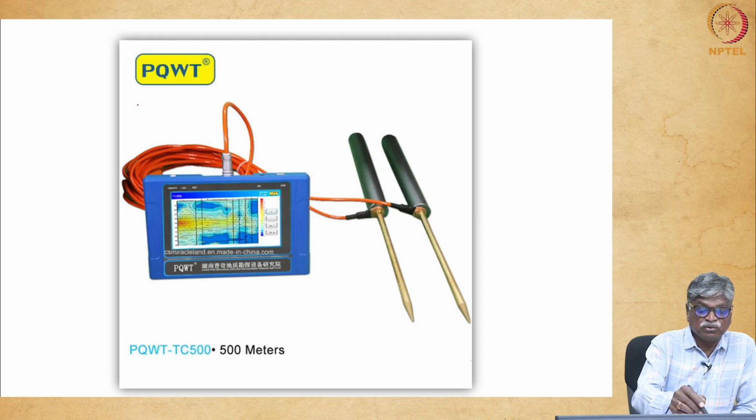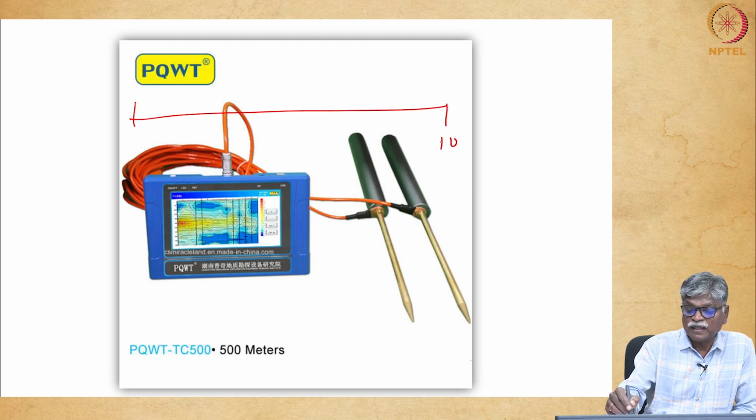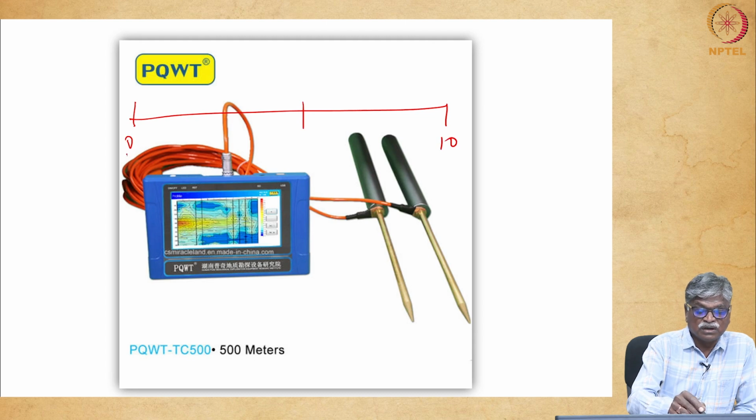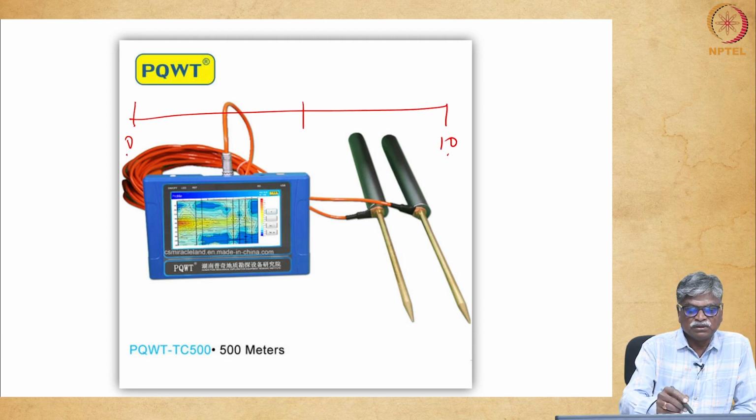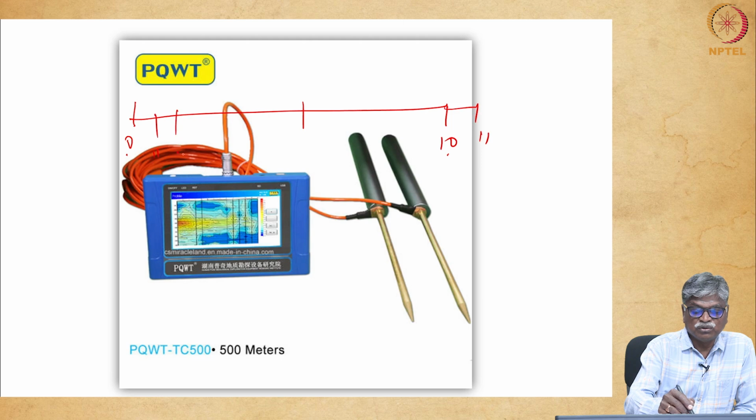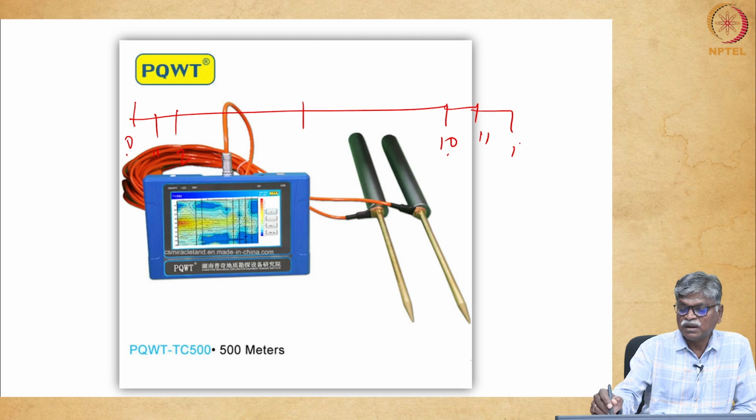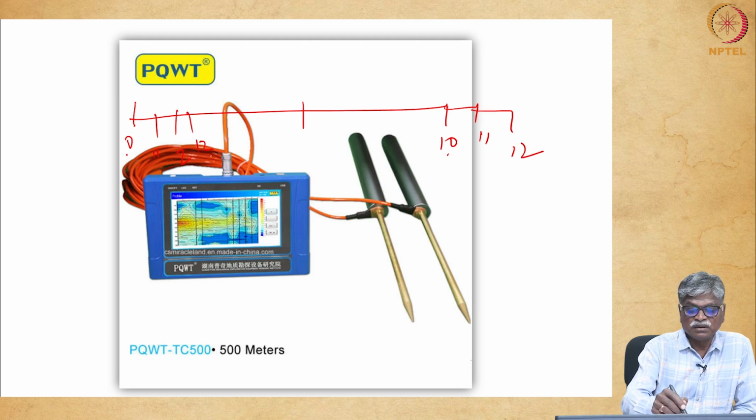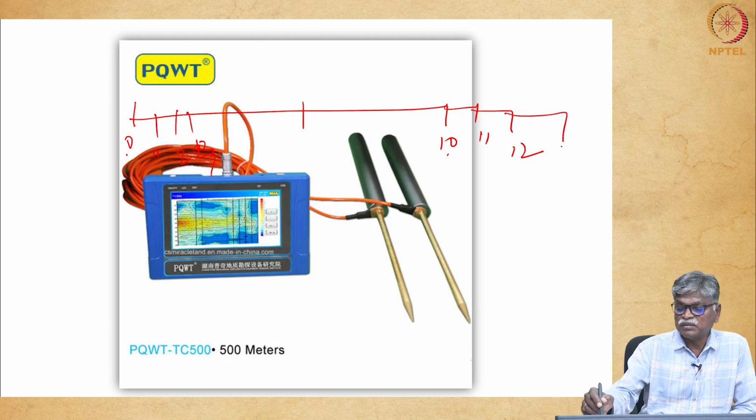First, what we have to do: this is the 0, this is the 10 meter. One electrode should be here, one electrode should be here. We just take the reading. Then we shift by 1 meter. This is 11 meter, this is 1 meter. Then we go to 2 meter, first reading, second reading, and this is 12 meter. Then 13 meter, this is 3 meter.